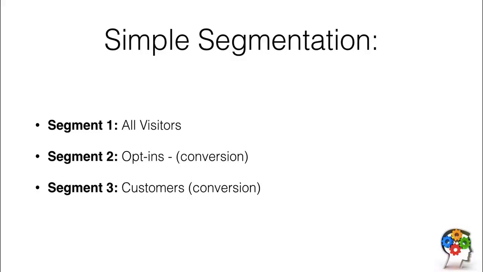The first segment that automatically gets created is all visitors. This counts any visitor to any page on your website. The second segment is opt-ins. You want people that have already joined your list via promotion to be put on a special segment so that you can stop trying to get them to join your list because they're already on there. And then, of course, the last one is customers, because people that have already bought a product don't need to have that product advertised to them again. I've also put in brackets next to segments 2 and 3 conversions, because we want those to count as conversions.